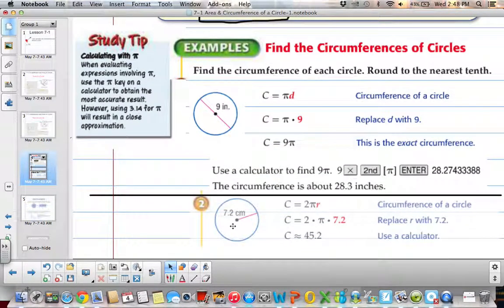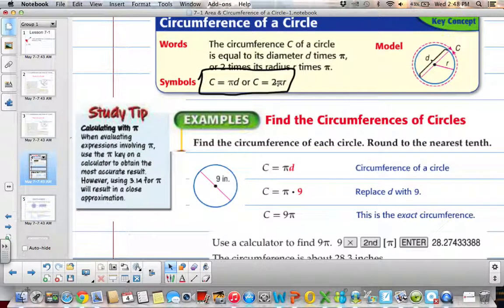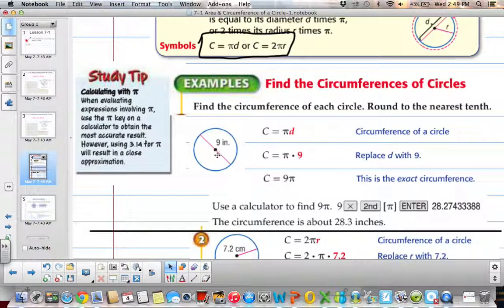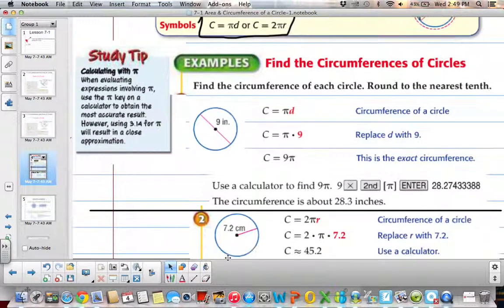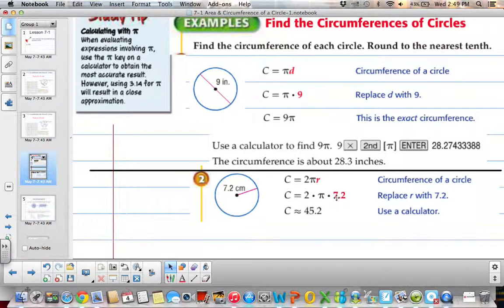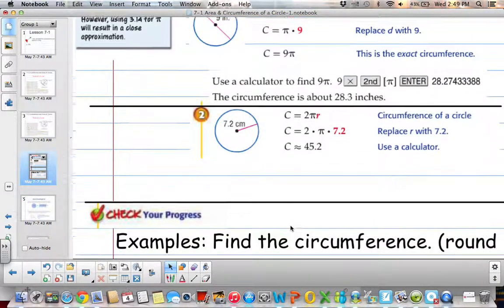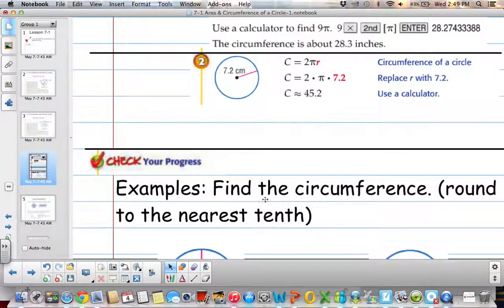Okay, so for this circle, this time we're given the radius. So we're going to use the formula C equals 2 pi r. It's super important for you to recognize if you're given the diameter or if you're given the radius. So then we put in our radius, 7.2. In our calculator, we go 2 times pi times 7.2, and we get approximately 45.2.